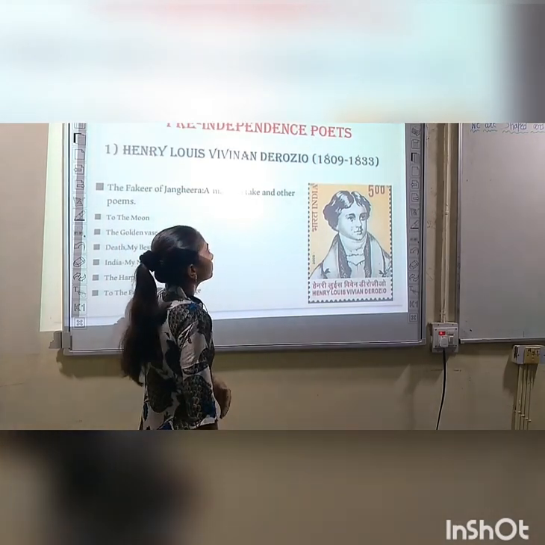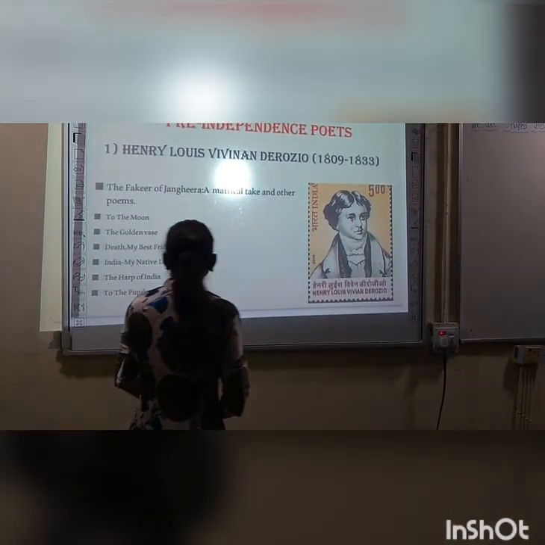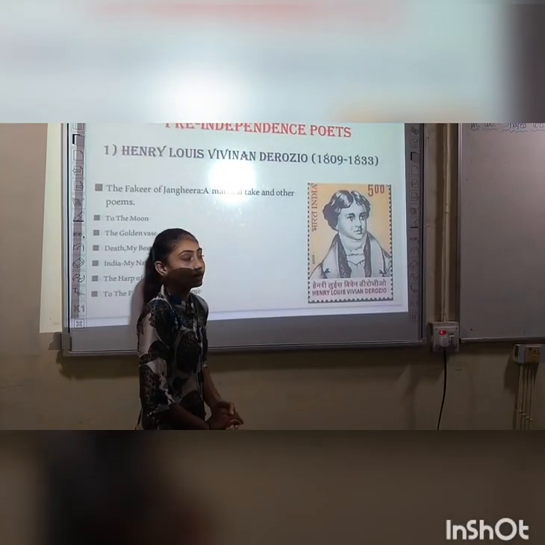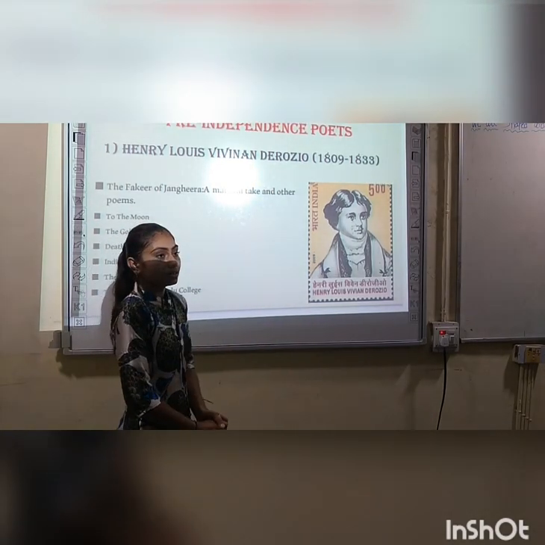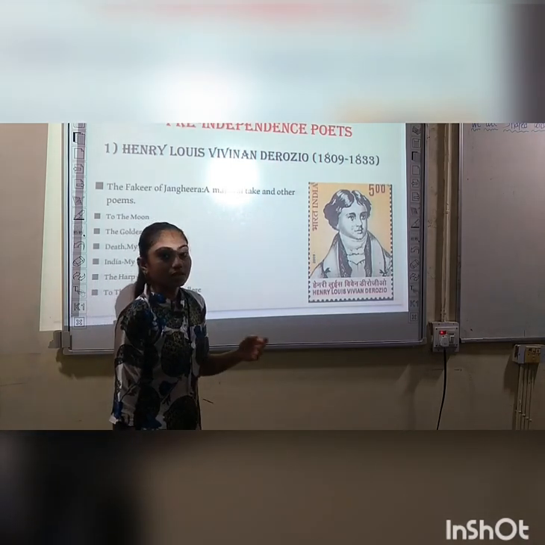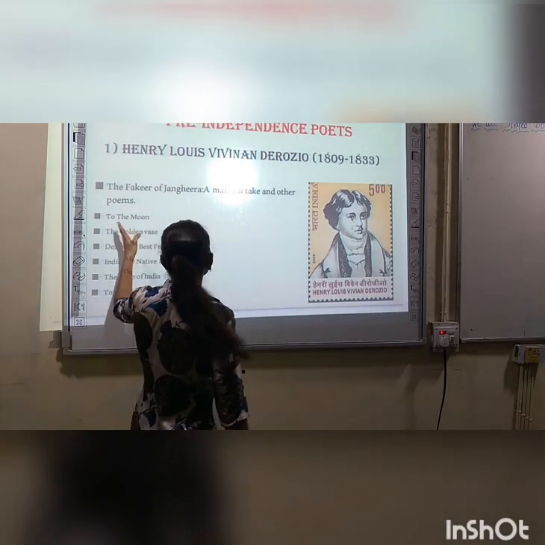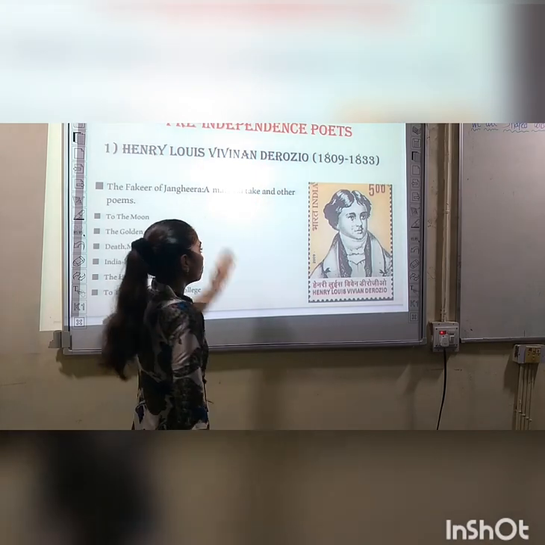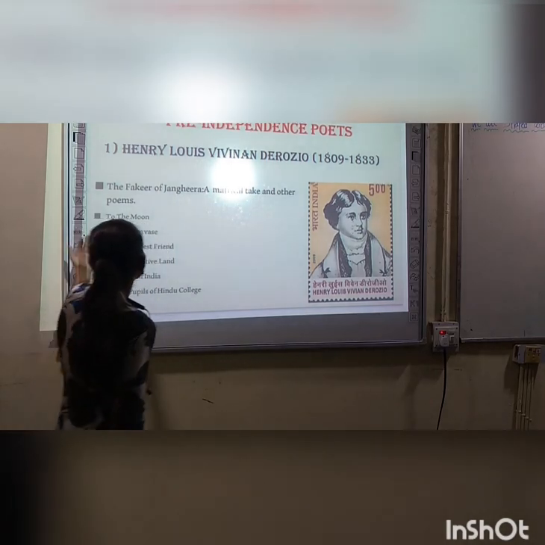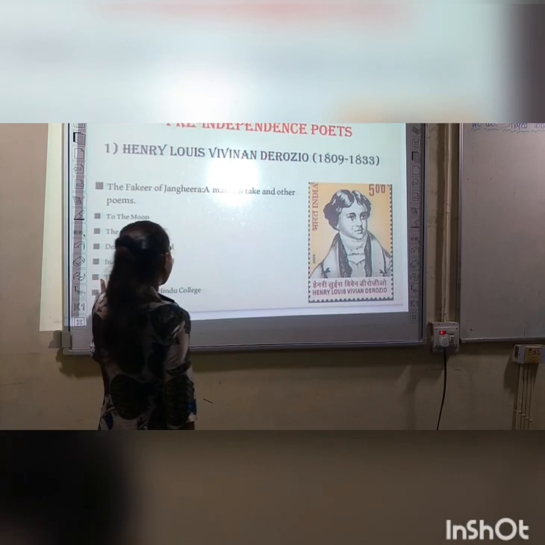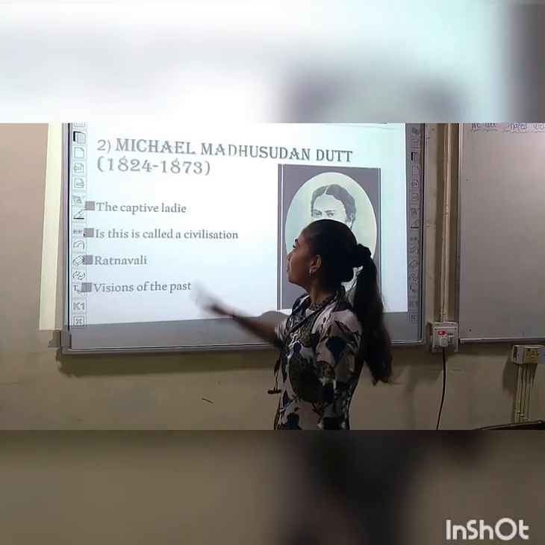Poets of Indo-Anglian poetry. First, Henry Louis Vivian Derozio. He is a great poet and a teacher. He influenced young people for the freedom of India and so on. Fakir of Jungheera, Metrical Tales and other poems are notable works of his. He also wrote other works like The Moon, The Golden Days, Death My Friend, India My Native Land, The Harp of India, and To the Pupils of the Hindu College.